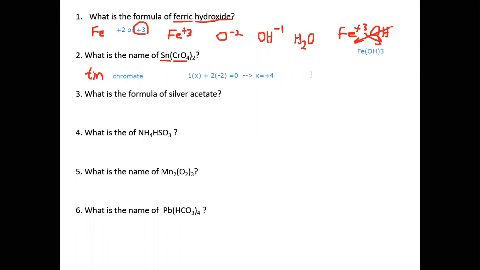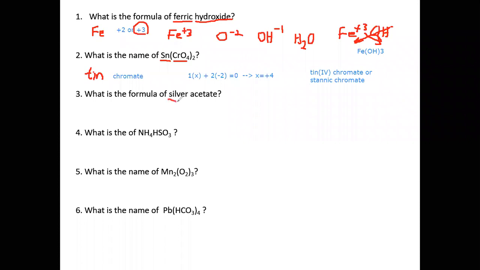So there's two ways you could write this. You could say tin(IV) chromate, or you could say stannic chromate, because tin has a high charge and a low charge. It's +2 and +4. So since this is the higher charge, you could write it in its common name as well, or the systematic name. So tin(IV) chromate or stannic chromate.